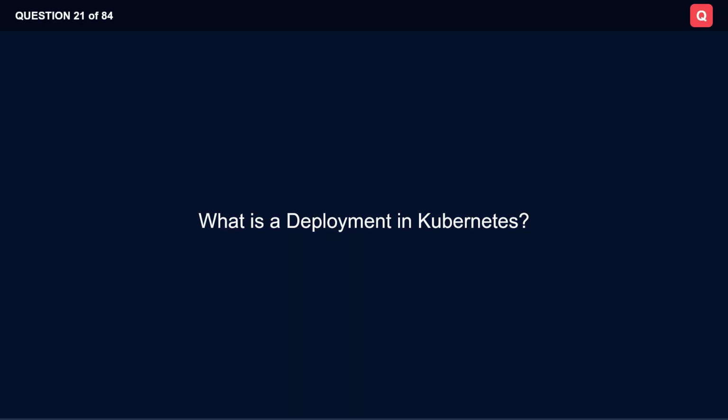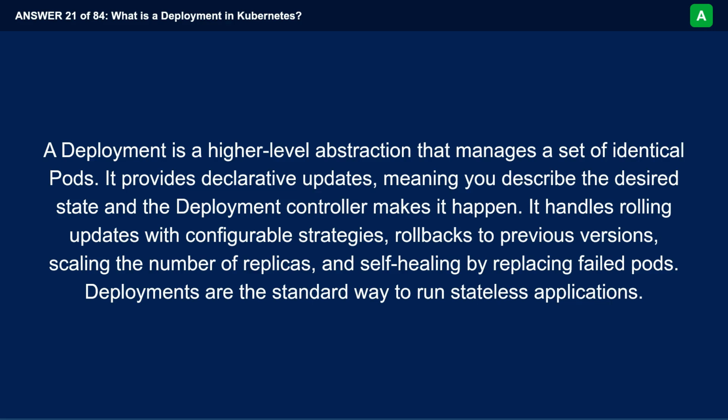What is a deployment in Kubernetes? A deployment is a higher-level abstraction that manages a set of identical pods. It provides declarative updates, meaning you describe the desired state, and the deployment controller makes it happen. It handles rolling updates with configurable strategies, rollbacks to previous versions, scaling the number of replicas, and self-healing by replacing failed pods. Deployments are the standard way to run stateless applications.